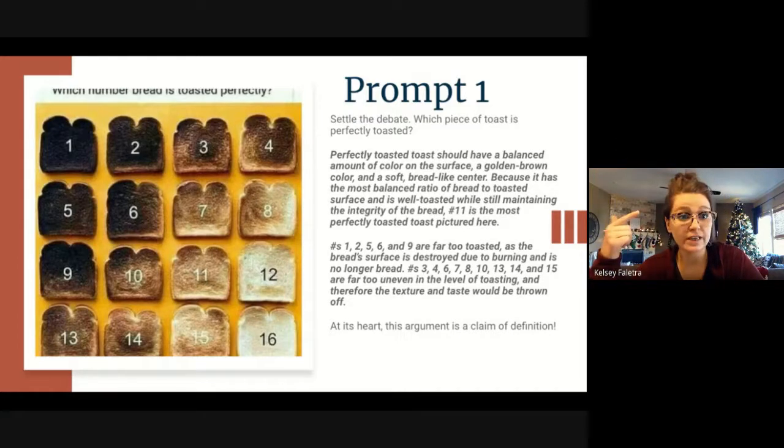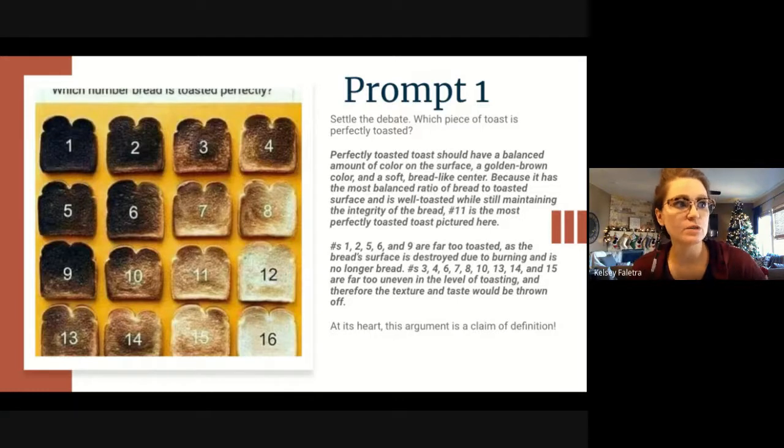So I have to think about the definition of perfect in this context. And then I have to prove to my audience that number 11 fits that criteria, right? And so we may be able to right off the bat decide which of those looks the most appealing to us, but we've got to prove to our audience why it's the most appealing. So perfectly toasted toast should have a balanced amount of color on the surface, a golden brown color, and a soft bread-like center. It should not be black and carbonous, okay?